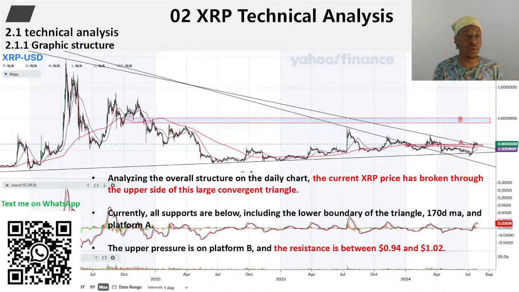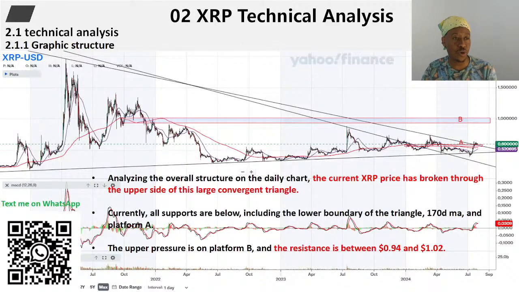So your MACD, what is your MACD saying for this crypto right here? The MACD histogram shows periods of bullish and bearish momentum, with the MACD line recently crossing above the signal line. So the MACD line recently crossed above that signal line, and this is suggesting potential bullish momentum.